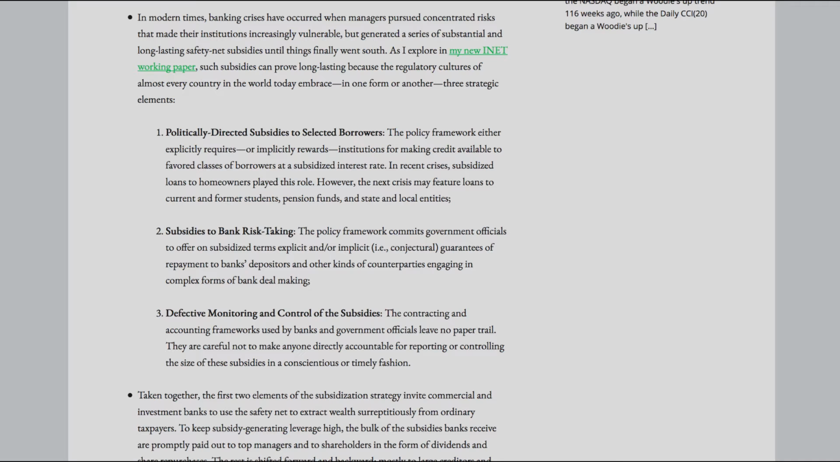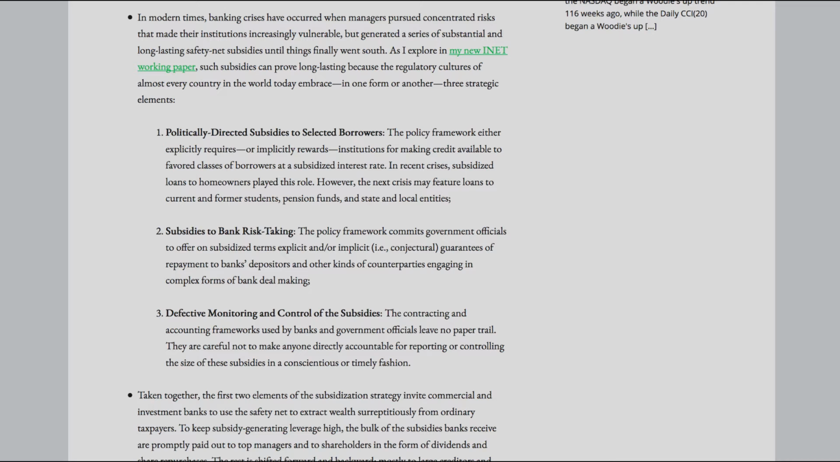2. Subsidies to bank risk-taking. The policy framework commits government officials to offer on subsidized terms explicit and/or implicit, that is, conjectural, guarantees of repayment to banks' depositors and other kinds of counterparties engaging in complex forms of bank deal-making.